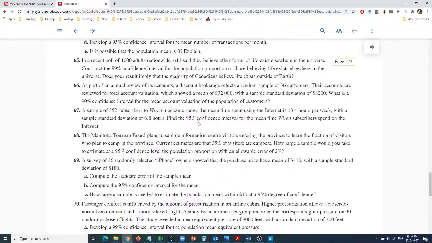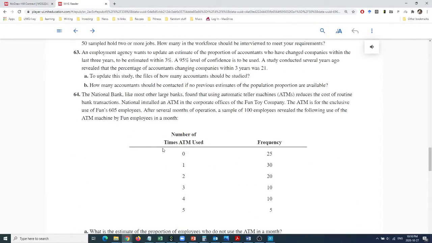The next question I picked up towards the end of your chapter, hopefully thinking it would be difficult, and it was a little bit of a difficult question. The next question we're going to be looking at is question number 64. Here is a frequency distribution of the number of times ATMs are being used and how often they're being used.